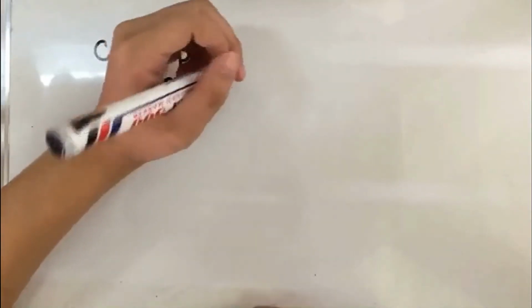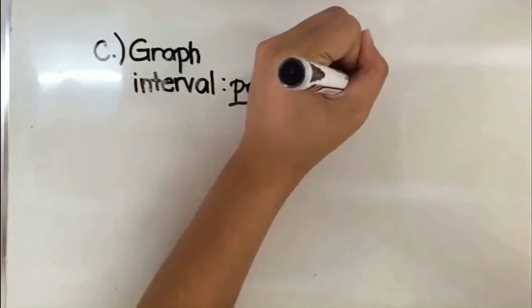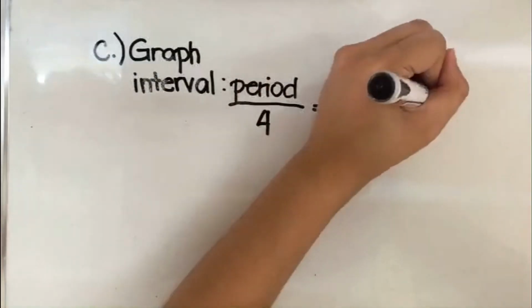Before we sketch the graph, we are going to make use of two cycles. First, the interval. Interval is equal to period over 4. So 2 pi over 4, when simplified, is equal to pi half. Next, let's construct our table of values.